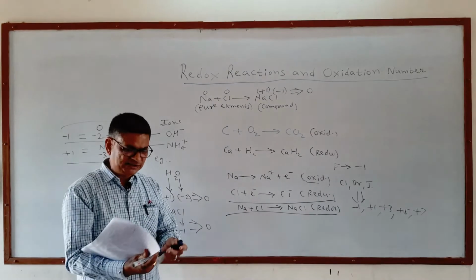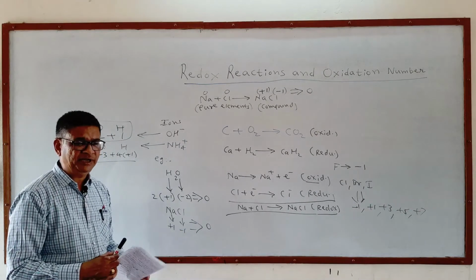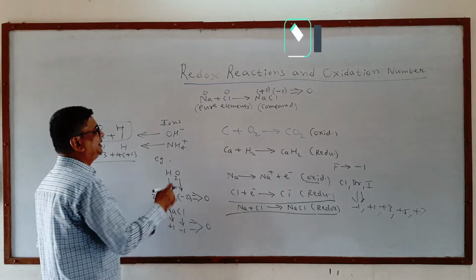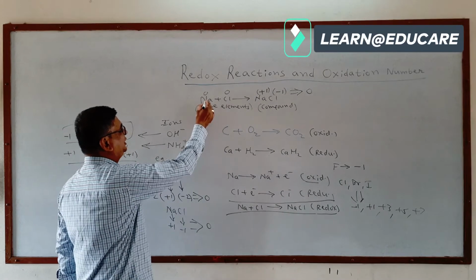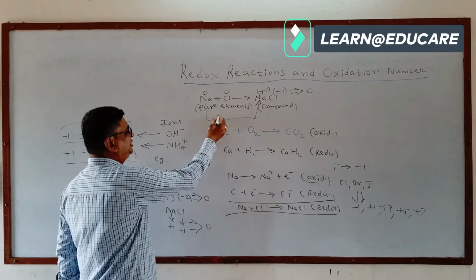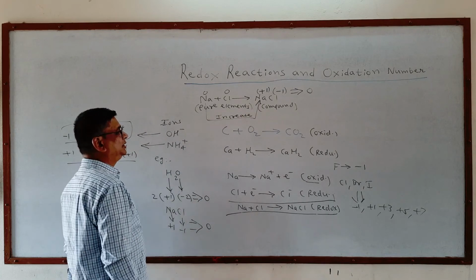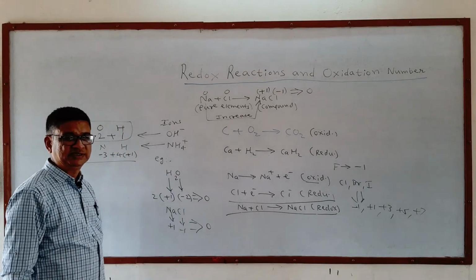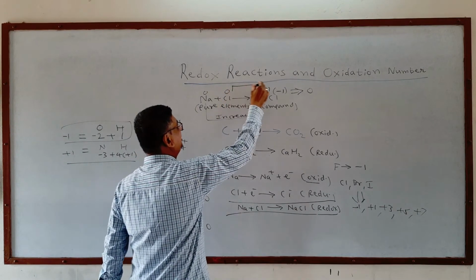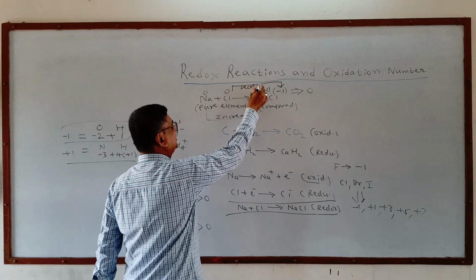And now it is necessary to know that for the reducing agent the oxidation number increases, and for the oxidizing agent the oxidation number decreases. So see, sodium's oxidation number is increasing from 0 to +1. So it is an increase in oxidation number, that is oxidation, but its oxidation causes reduction of chlorine. Similarly, for chlorine, the oxidation number decreases from 0 to -1.